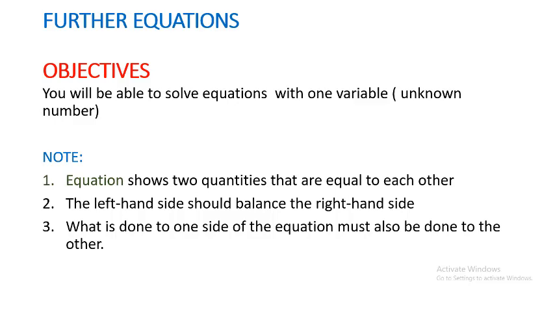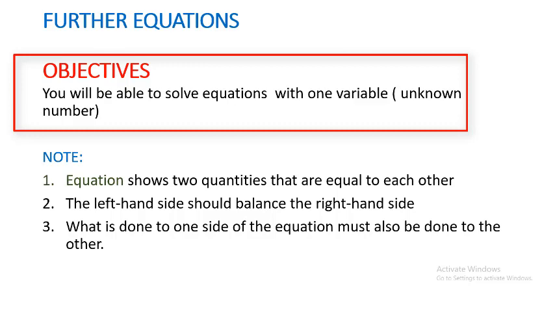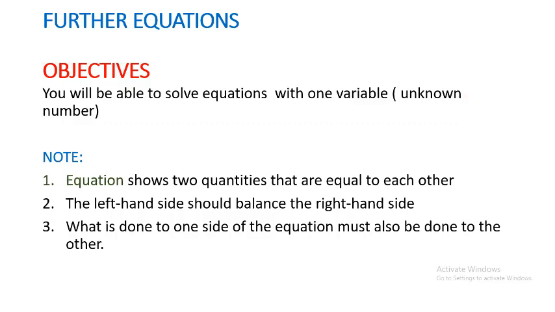In Form 1, you learned how to simplify expressions using the correct order of operations. After that, you also learned how to solve simple equations, and you also learned how to use a function machine to generate outputs from inputs. In this lesson, you'll be able to solve equations with one variable, that is an unknown number. So these unknown numbers will be represented by letters.